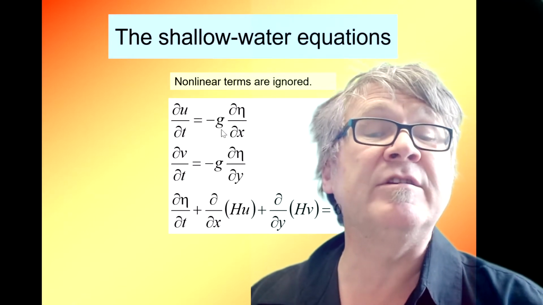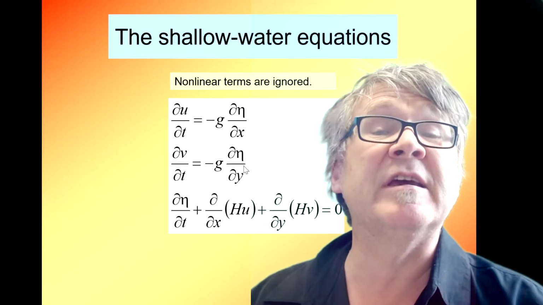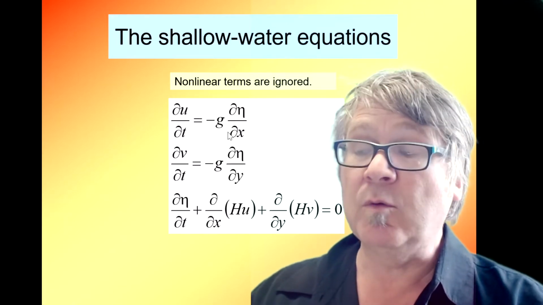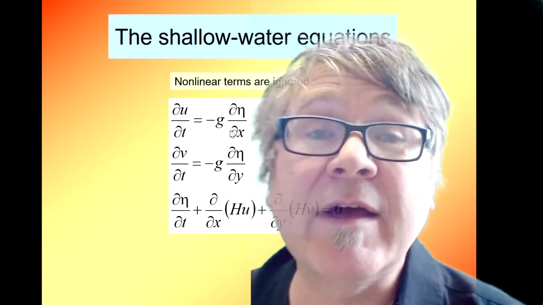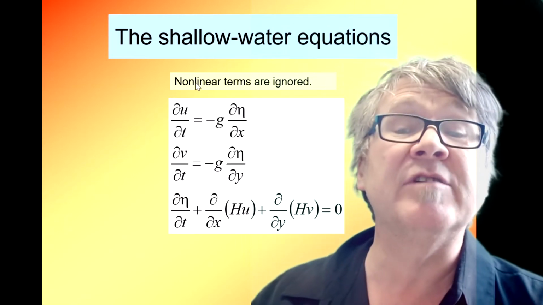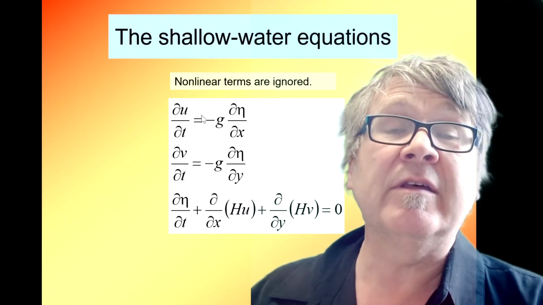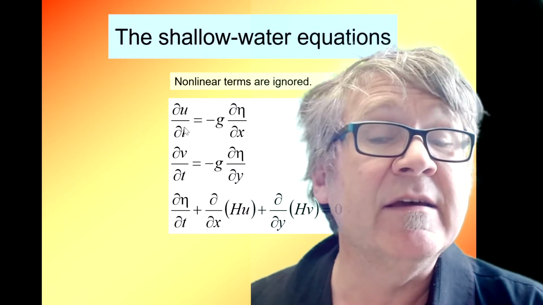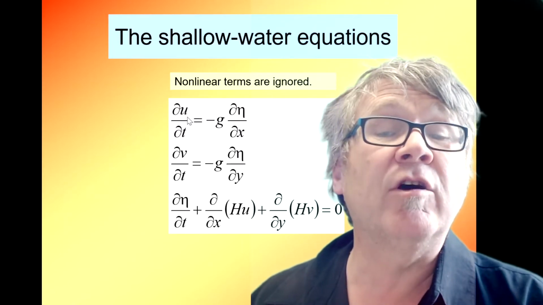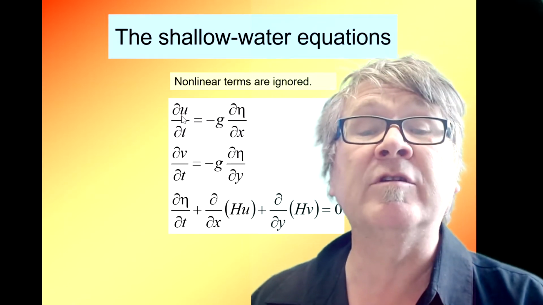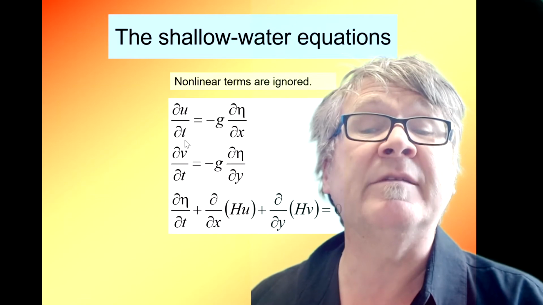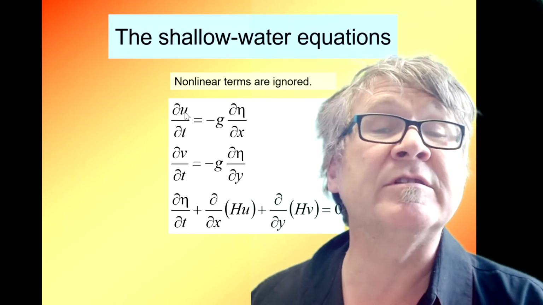G is acceleration due to gravity, and this is the associated pressure gradient, which causes an acceleration. And the acceleration is on the left-hand side. On the left-hand side, it says the rate of change of the velocity component u. T is time, u is the velocity.